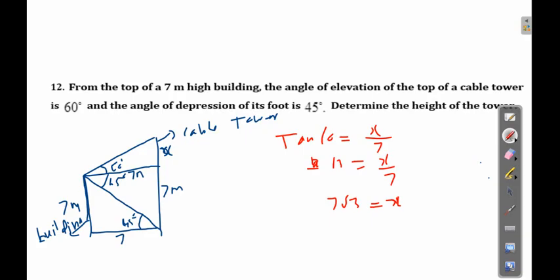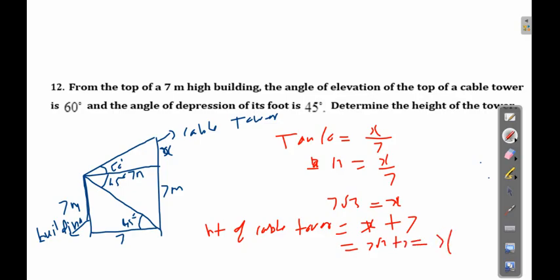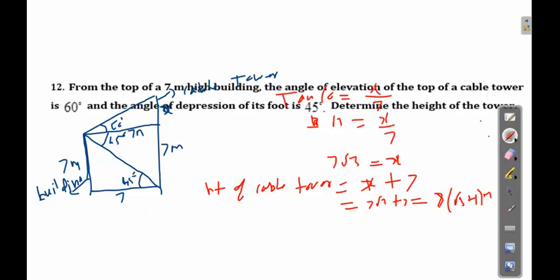What will be the height of the cable tower? Height of the cable tower will be x plus 7. So what is x? 7 root 3 plus 7. We take 7 common, so it is 7 into root 3 plus 1 meter. I hope it is very clear now. You may see the solution by just pausing the video also, and it is not so difficult, right? I hope you understood it.